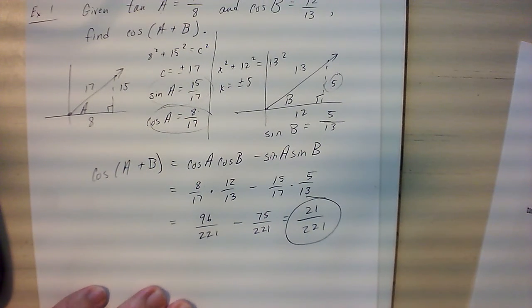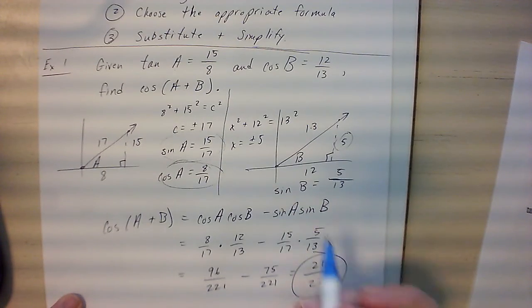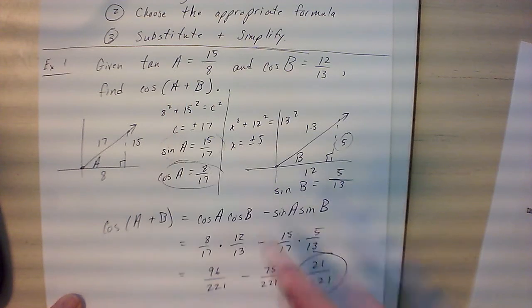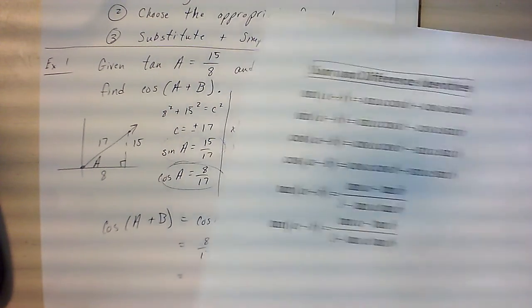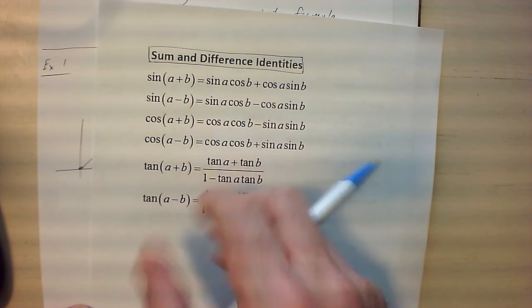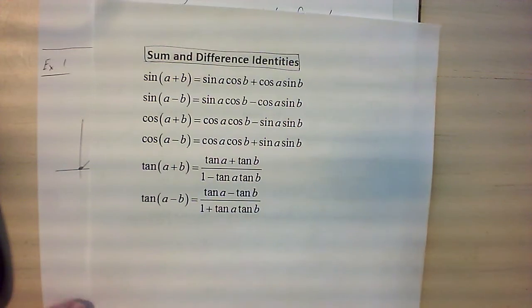Okay, so a quick recap on what we had to do there. They told us to use one of the sum and difference formulas. In this case, it was cosine of A plus B. Now, they're going to change that up in the problems. They may give you sine of A minus B. It's just a different formula, but the same progression, okay? So we had to use this one.